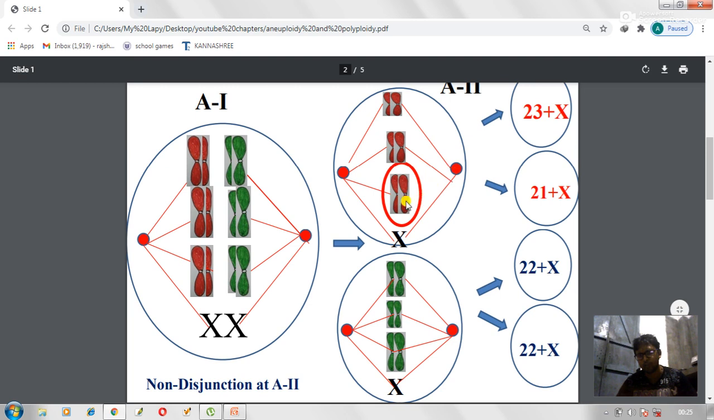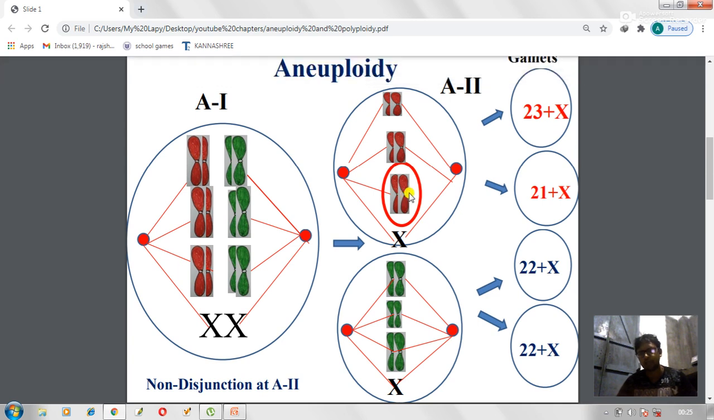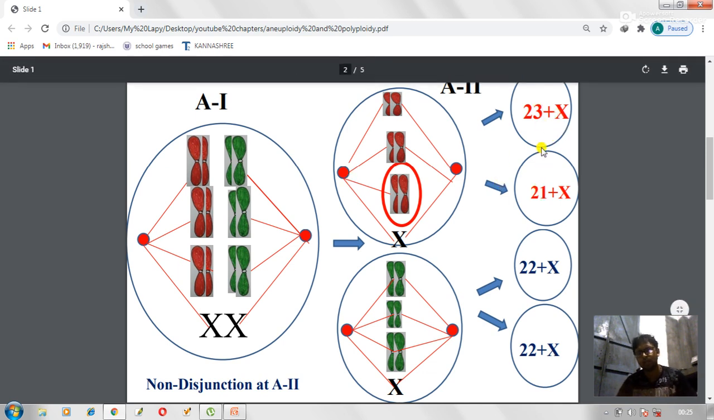That is, the spindle fiber is not properly attached with the centromeric region. As a result, this chromosome pair will go to this side. As a result, two cells will develop with unequal numbers of chromosomes. In this case, 23 plus X and 21 plus X. Why? Normally, if proper alignment of the chromosomes or proper cell division occurs, then what will happen? 22 plus X and 22 plus X. This type of gametes will be produced.